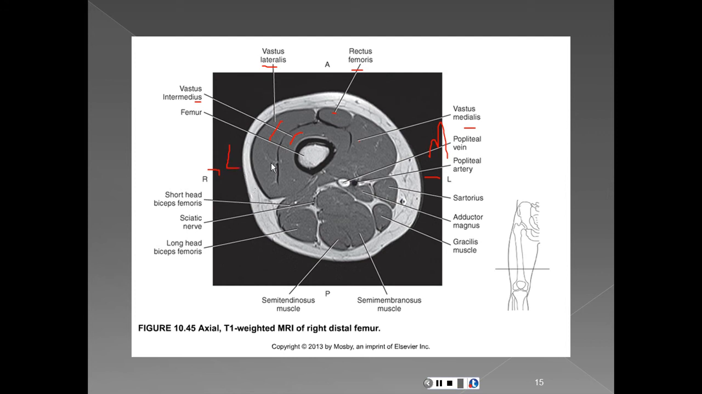So the vastus lateralis, vastus intermedius, vastus medialis, rectus femoris. That's this entire group of muscles. We just named the entire group of muscles. That's your quads. Your hamstrings are back here, okay?